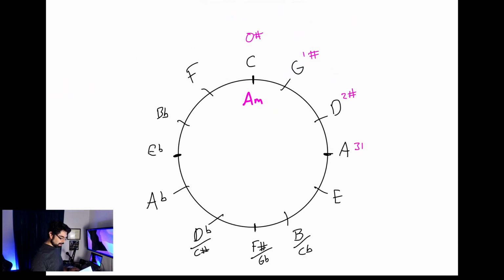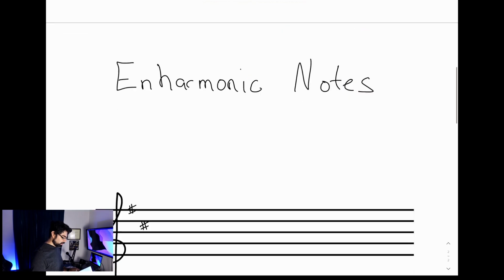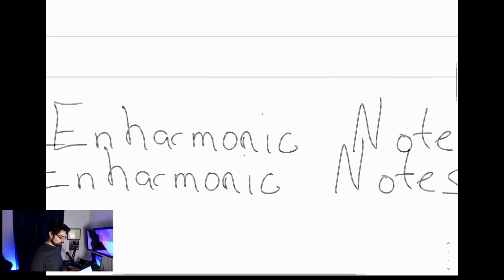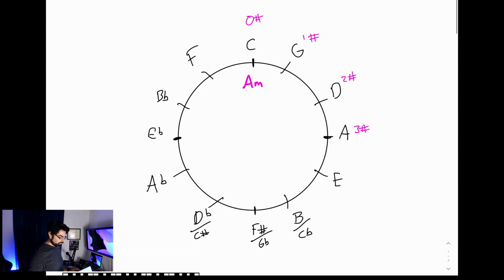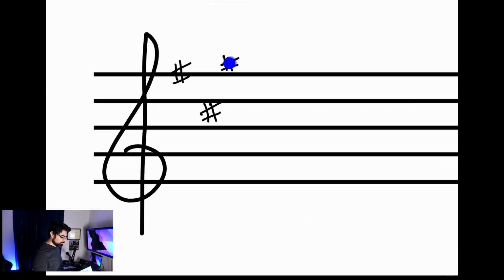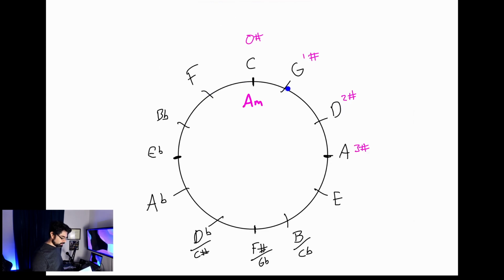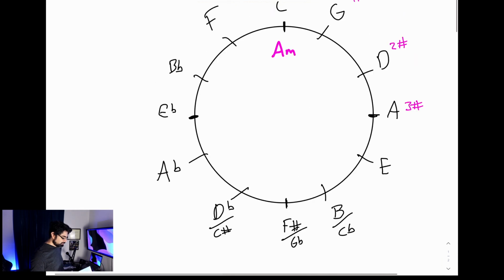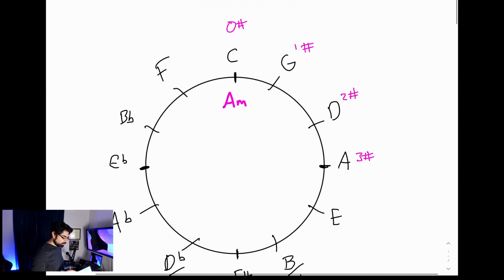The key of A is going to have 3 sharps. So you're going to carry over these two, F sharp, C sharp, and you're going to add one more, which is going to be G sharp. Okay, so now that's 3 sharps for the key of A. Now notice what they are: F sharp, C sharp, G sharp, F, C, G, F, C, G. They're moving up in fifths. So the order of sharps is going up the circle of fifths starting on F.